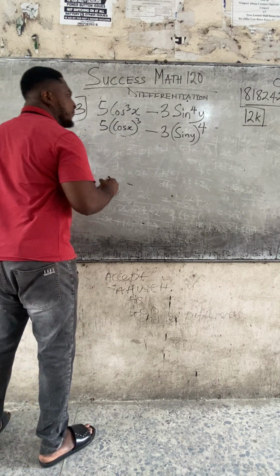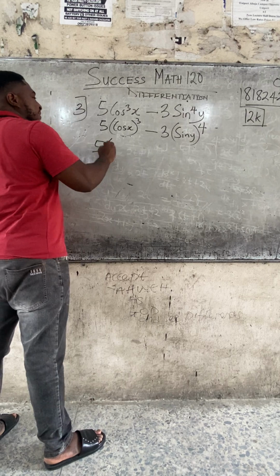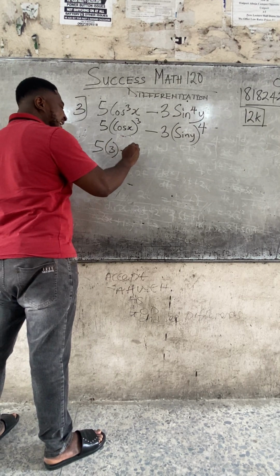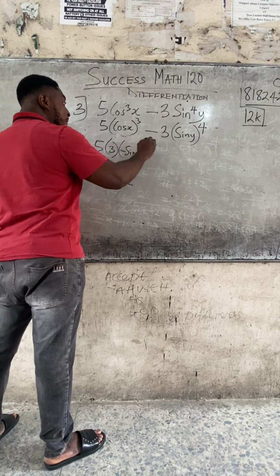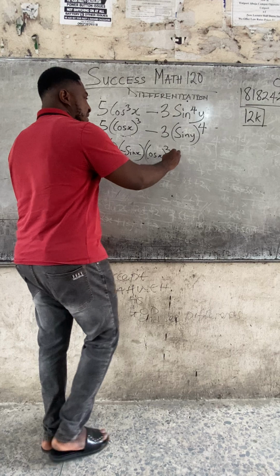Class, I've taught this on Friday. And those that I taught on Friday, you understand when I say 5, bring down this 3. Class, are we together? If I differentiate cos x, you have minus sine x. Repeat your bracket cos. Subtract 1 from the power 3. Minus 3.